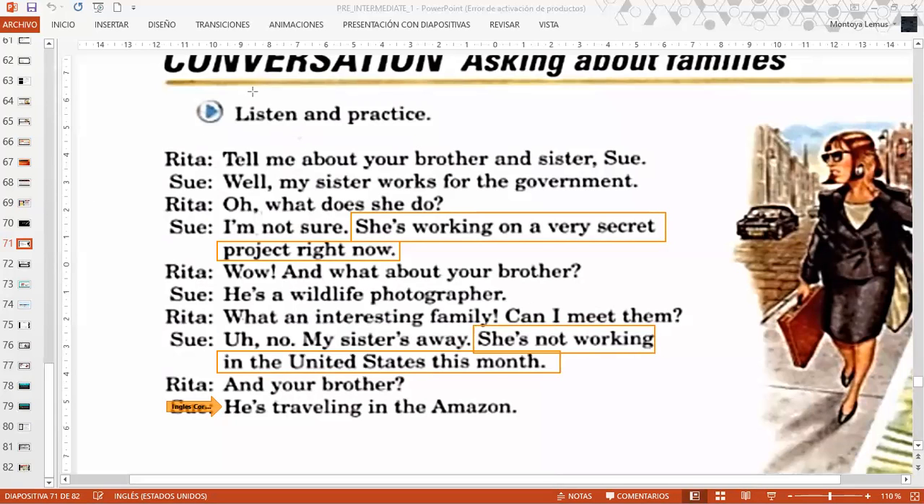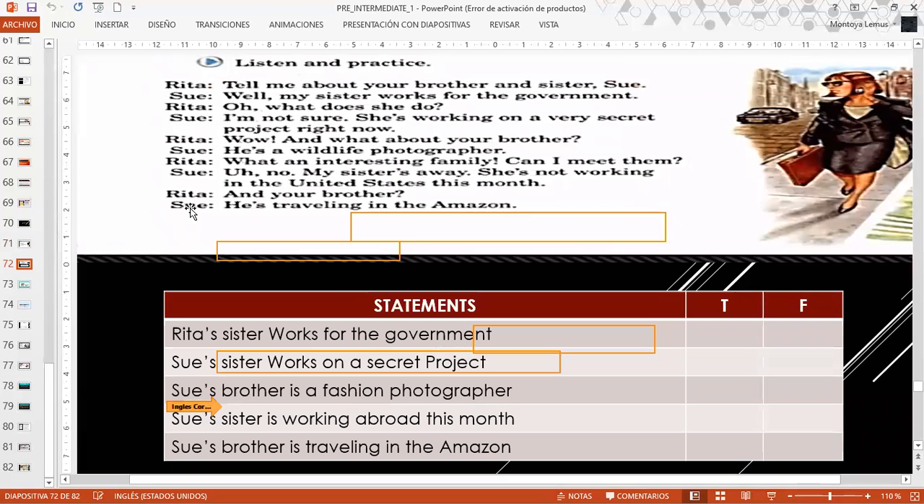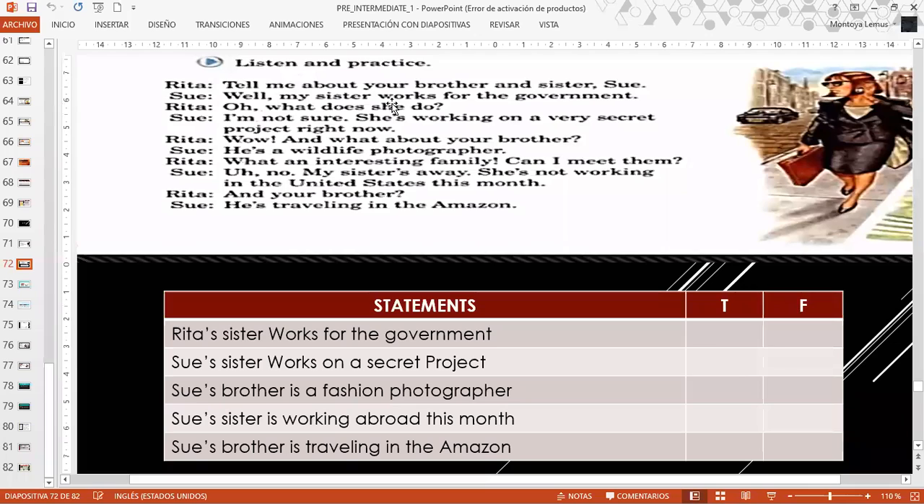Good. Now, I have some statements again about this conversation to work quickly, to check your comprehension, okay? First, Rita's sister works for the government. Is that true or false? True. Okay. Sue's sister works on a secret project. True. Are you sure the first one is true? No, the first is false. Ah, why? Because Sue's sister works in the secret for the government. Okay.